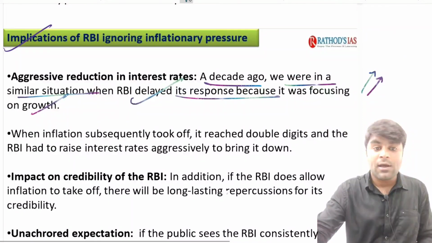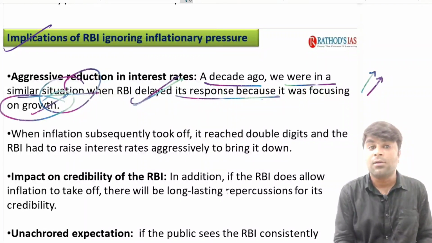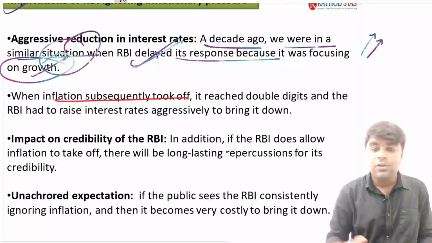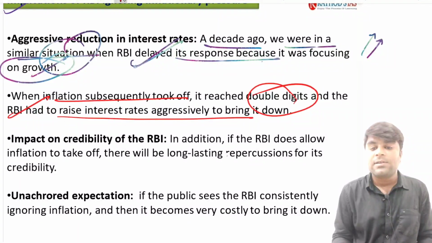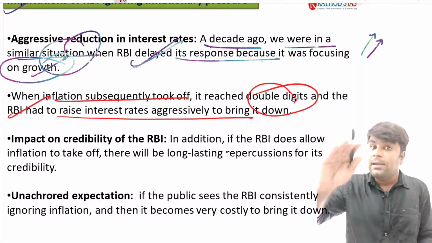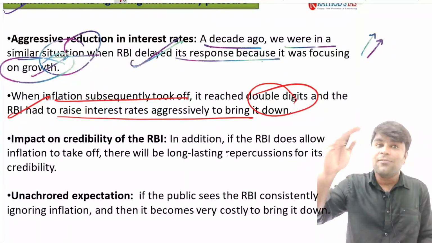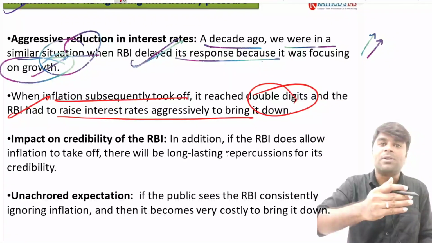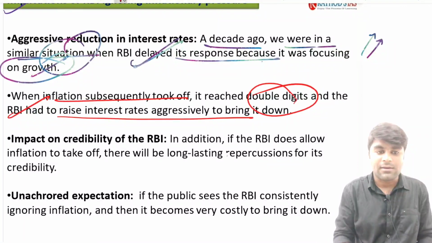But later on, see, a decade ago, we were in a similar situation when the RBI delayed its response because it was focusing on growth. When inflation subsequently took off and reached double digits, the RBI raised interest rates aggressively to bring it down. As I said, it will increase the money supply until inflation reaches 6%. It will reduce the money supply by increasing interest rates till it reaches 2%. It will maintain it between 2 to 6%, which is a flexible inflation target.